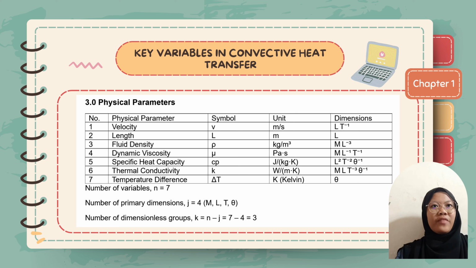Key variables in convective heat transfer. The performance of heat transfer in this system depends on several key physical variables. The fluid velocity affects the boundary layer thickness. The surface length provides a characteristic scale. Fluid properties like density and viscosity determine how the fluid flows, while the specific heat and thermal conductivity influence the fluid's ability to absorb and conduct heat. Finally, the temperature difference between the surface and the fluid drives the heat transfer.